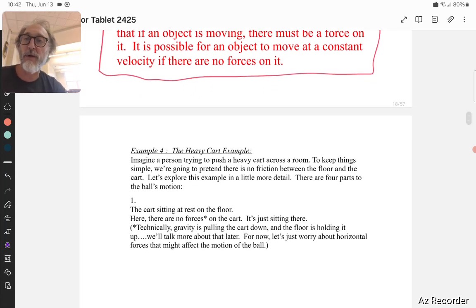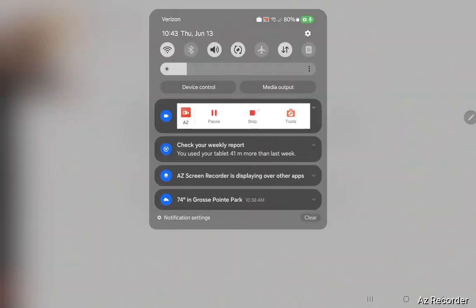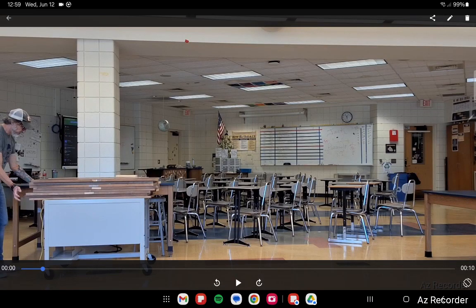All right, so here's our example. I'm going to edit in a little video of me pushing a cart. So here's what the scenario is going to be. Imagine a person trying to push a heavy cart across the room. To keep things simple, we're going to pretend there's no friction between the floor and the cart, and I imagine I'll probably talk about what if there was friction as I go through this. So I'm going to pause right now, and we're going to edit in a video of me pushing a cart. Okay, so you can see I'm about to push this.